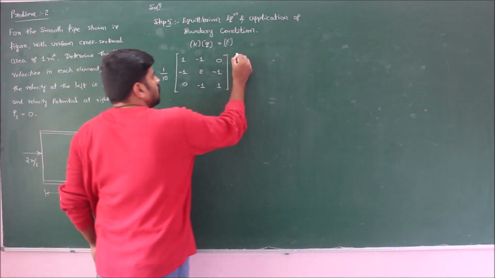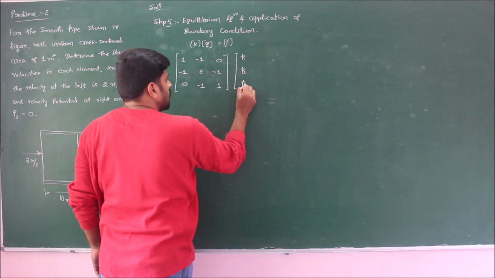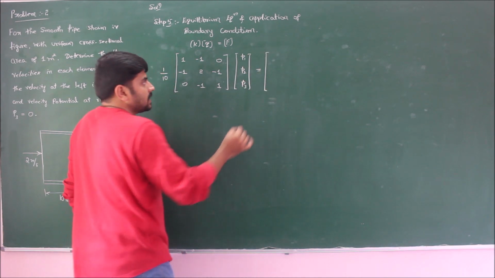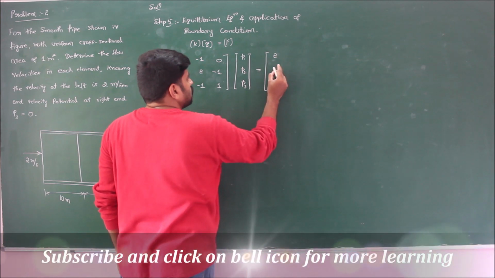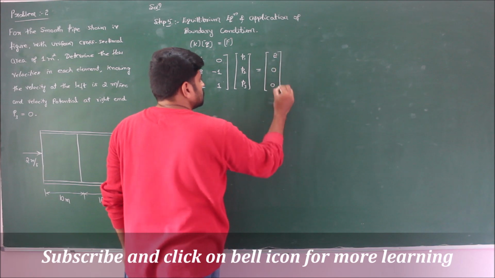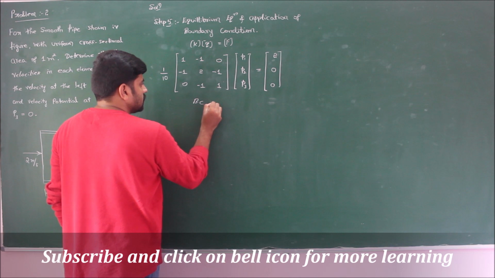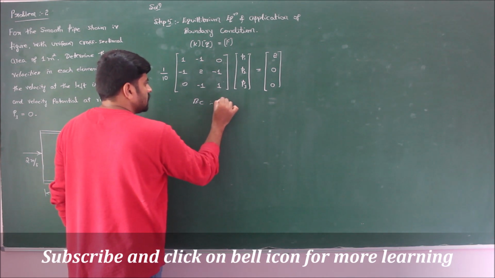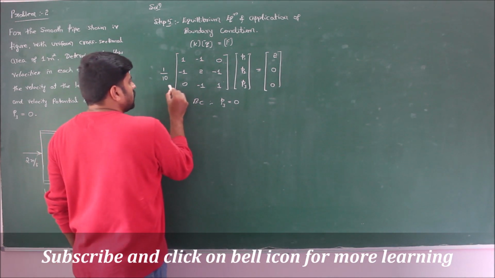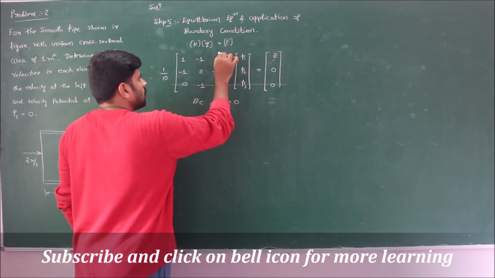Now the nodal variables for this problem are P1, P2 and P3, the velocity potentials, and they are equal to the load vector. Load at node 1 is 2 meter cube per second, at node 2 it is 0 and at node 3 also it is 0. Now the boundary condition for the problem is given as velocity potential at node 3 is set to 0. Now eliminate the corresponding row and column with respect to P3, that is the third row and third column.